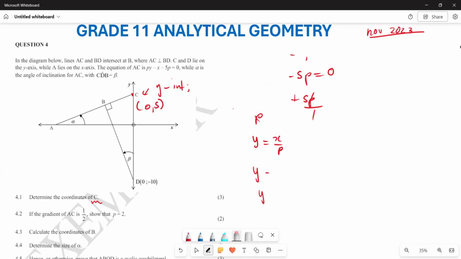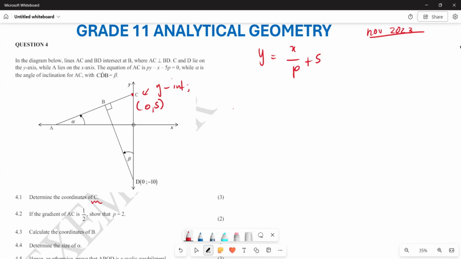What do they require us to do in the next question? They say that if the gradient of AC is 1 over 2, we must show that p is equal to 2. What are you going to do from here? Remember, I've already made y the subject of the formula. I said this equation is given by y equals x over p plus 5.